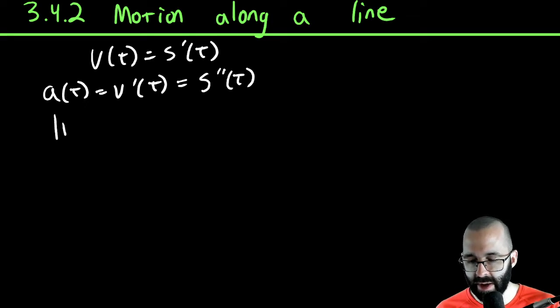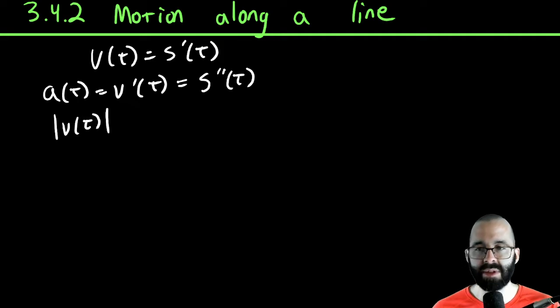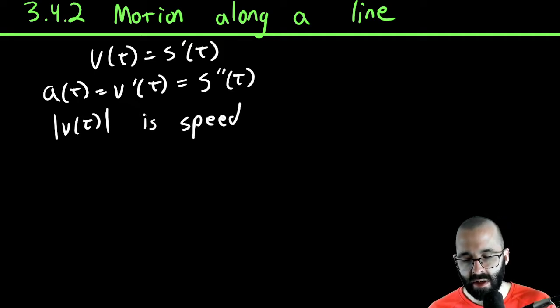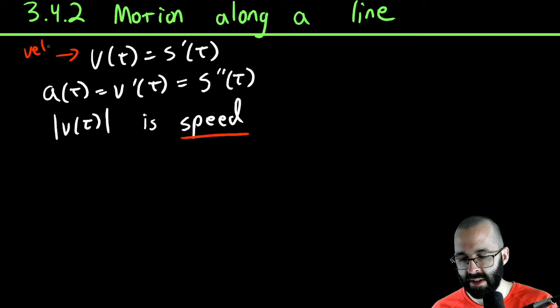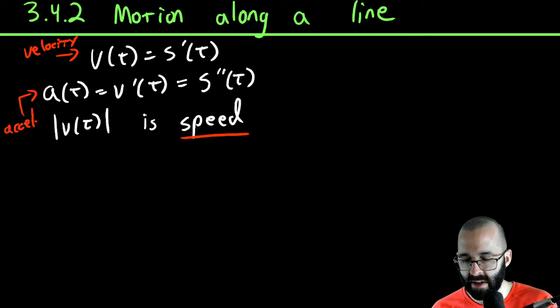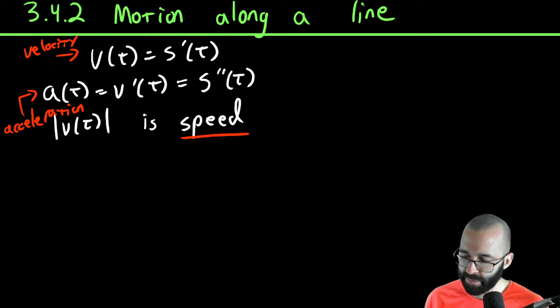All right, so again, v is velocity, a is acceleration, and then just one more note to talk about here. Sometimes we talk about the absolute value of velocity. That's what's known as speed. Okay, so that's speed, that's velocity after t, time, etc. A is acceleration. That's what we're going to be utilizing in this video.